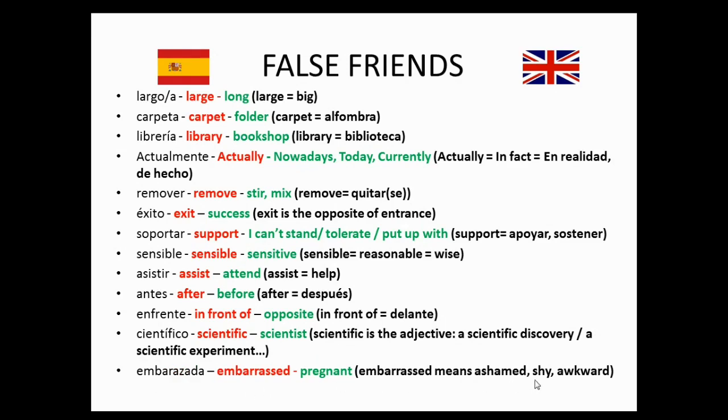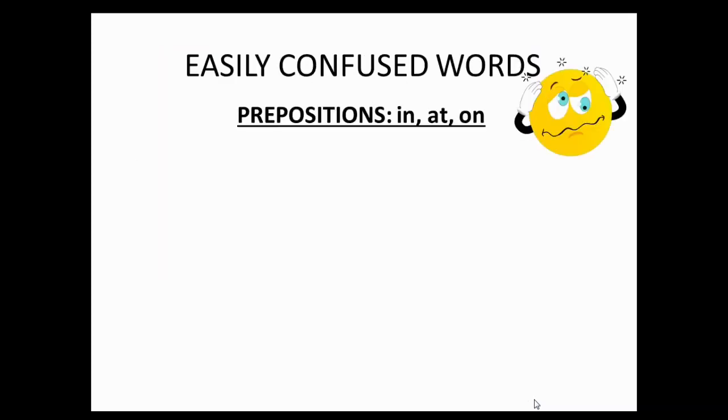Embarrassed means ashamed, shy, awkward, embarazoso o avergonzado, while embarazada is pregnant. And I love this one. Aprobar un examen is pass an exam, while approve is aprobar, but in a different context. Dar el visto bueno. My mom doesn't approve of my friends, for example. Okay, so revise this list.